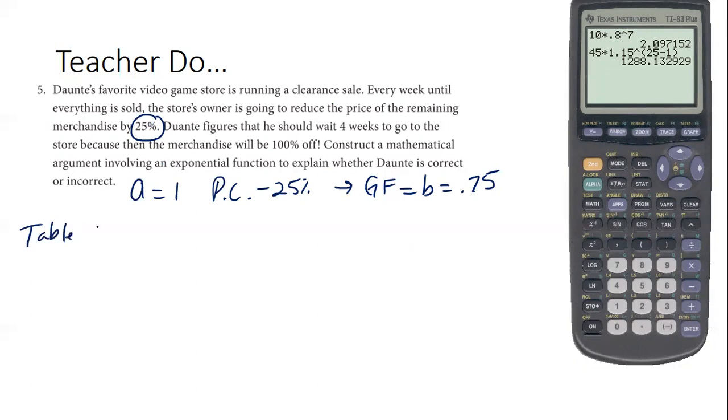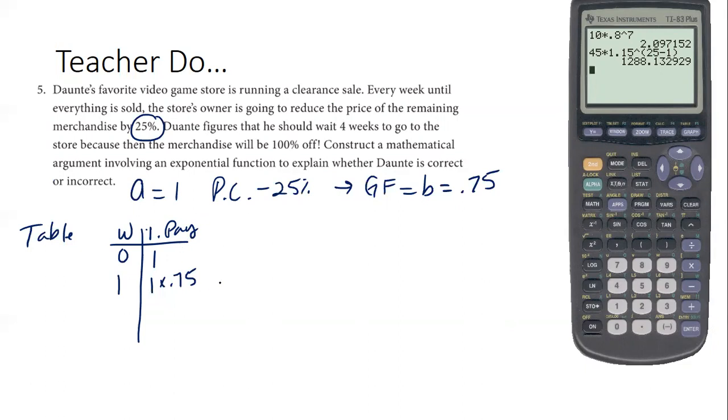So table-wise, it looks like this. The table you're setting up is going to be in weeks, and then the percent that you pay. On week 0, everyone is paying 100%, right? Because nothing's on sale yet. Does that make sense? On week 1, that's when the sale begins. So in order to find the cost of week 1, that is 1 times 0.75. Why 0.75? Because it's our growth factor.